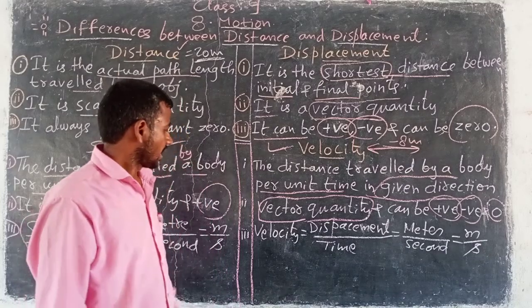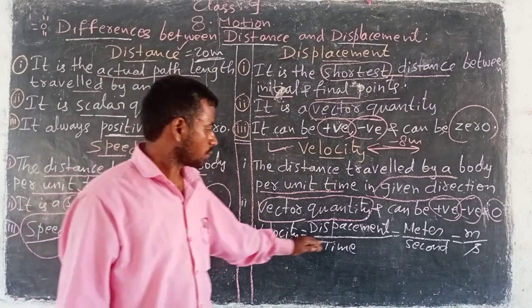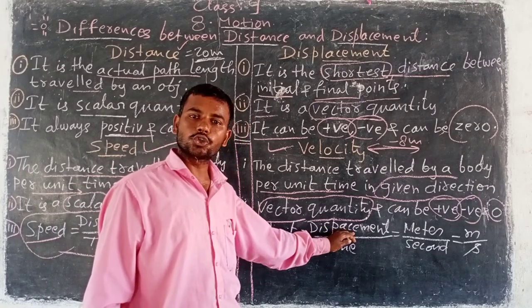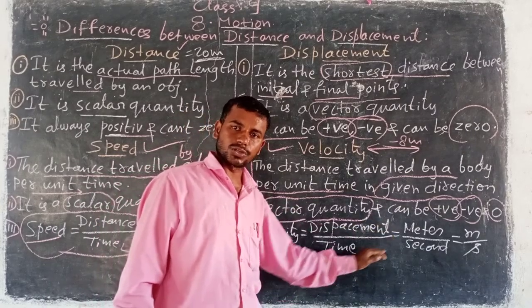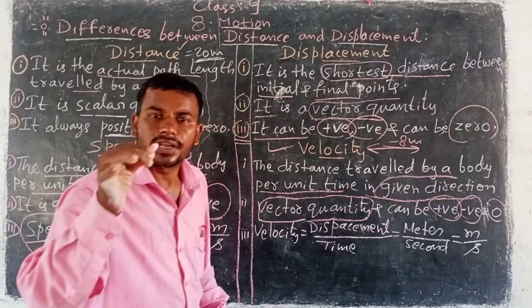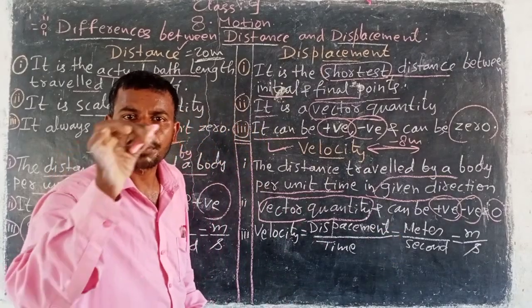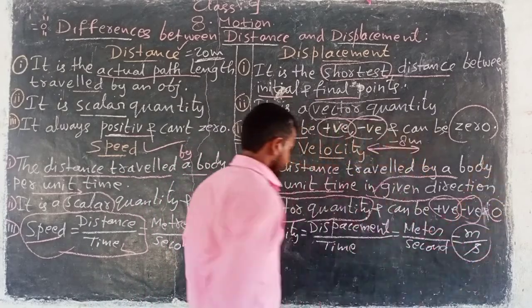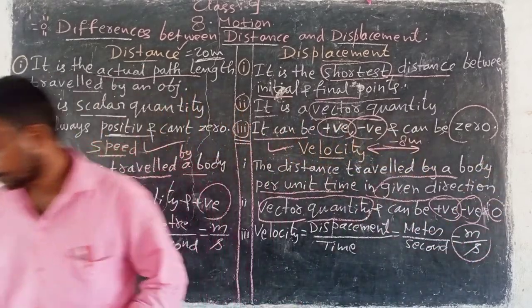Okay. And velocity is displacement by time. Displacement can be measured in meters, time can be measured in seconds. So, velocity units are meter per second. Remember.